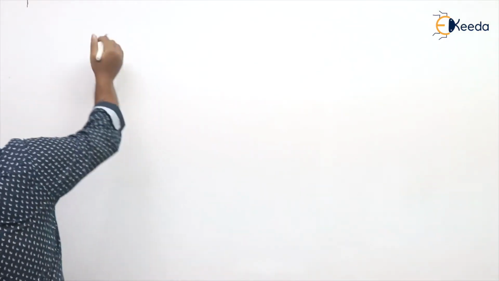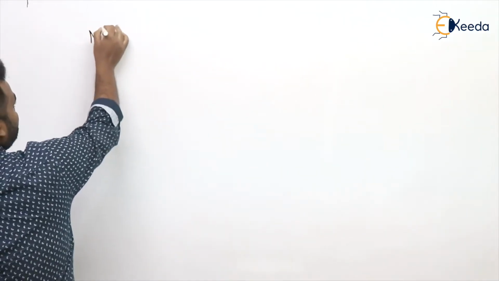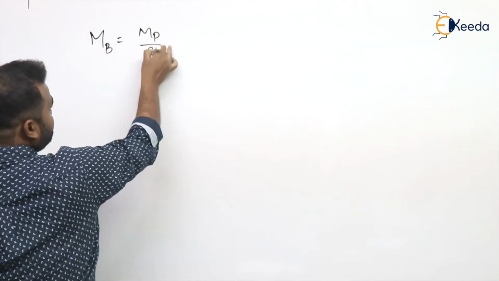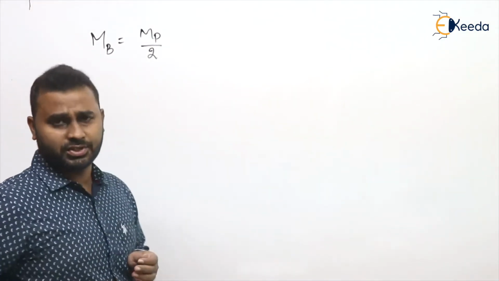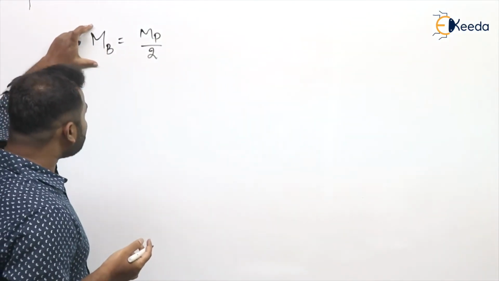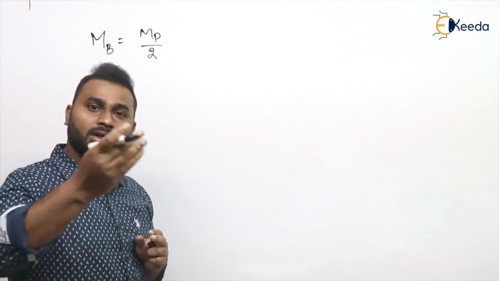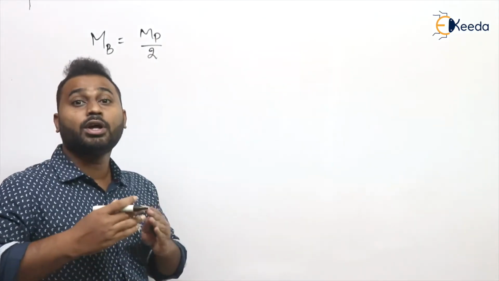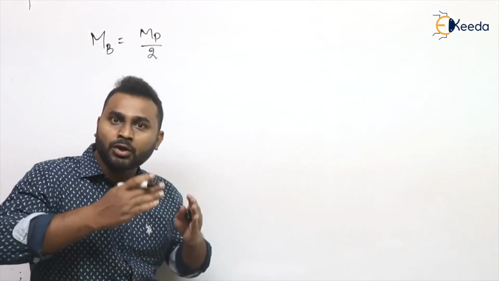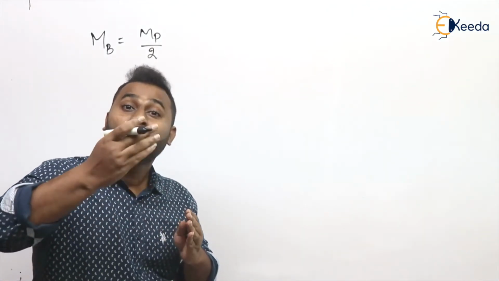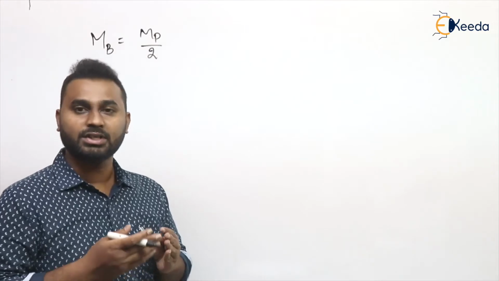Previously we have calculated the moment at joint B, that is MB, is equal to MP by 2. This is what we have discussed in our last sessions. Now, based on this value and the other moment values at the rest of the joints, we need to draw the collapse bending moment diagram. Here we are going to discuss how to draw the collapse bending moment diagram for the frame.